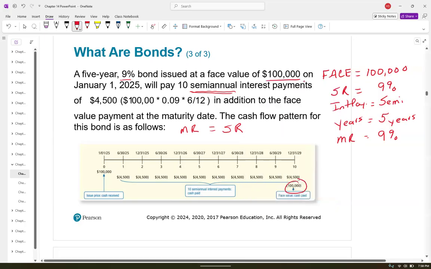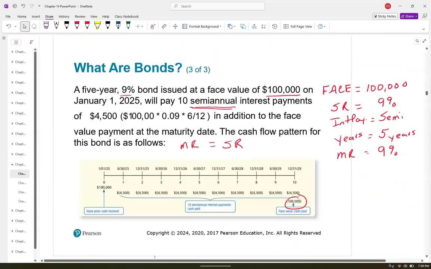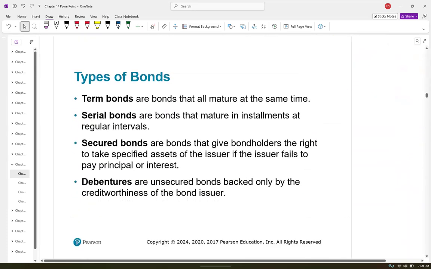Those are all things that are printed on the bond. That amount is going to be the same. You're always going to pay what is printed on that bond, because it's a contract.